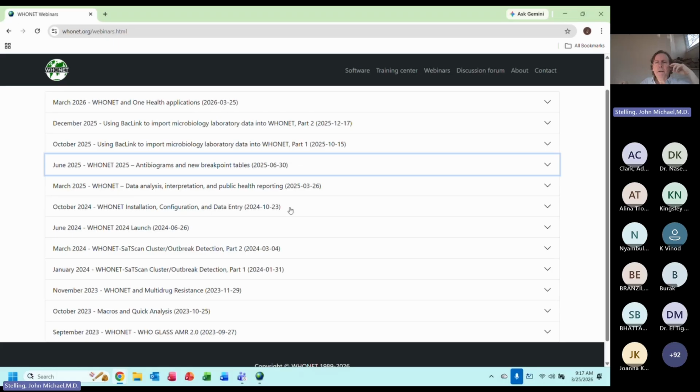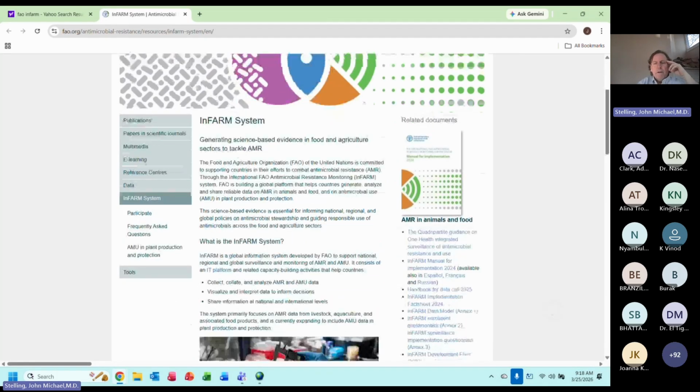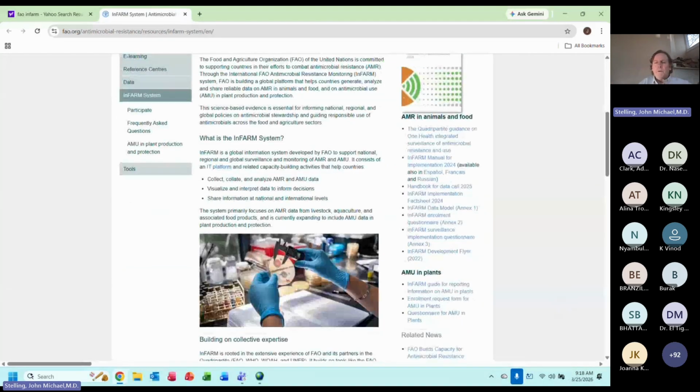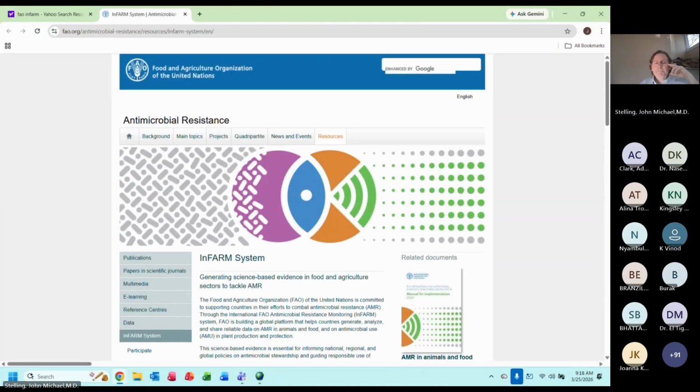Our next webinar, my thought would be June, but because we're coordinating with FAO, we'll see what a convenient date would be for them. And the idea would be InFARM, the FAO correlate to WHO GLASS. And all the resources here: how do you enroll? What is the protocol? What are their accomplishments so far? A little plug for our next webinar. This will be a WHONET InFARM webinar led by us here in Boston with their collaboration.